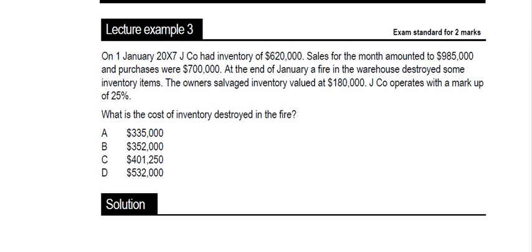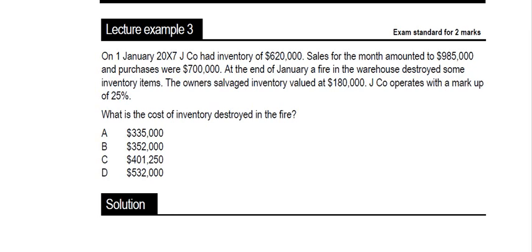In this question, Seco had inventory at the beginning of the year of 620. Sales for the month amounted to 985,000 and purchases were 700,000. At the end of January, a fire in the warehouse destroyed some inventory items. The owners salvaged inventory valued at 180,000. JECO operates a markup of 25%. What is the cost of inventory destroyed in the fire?